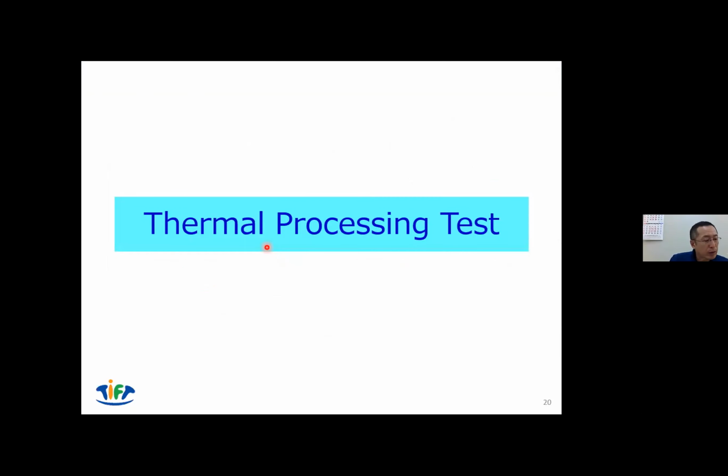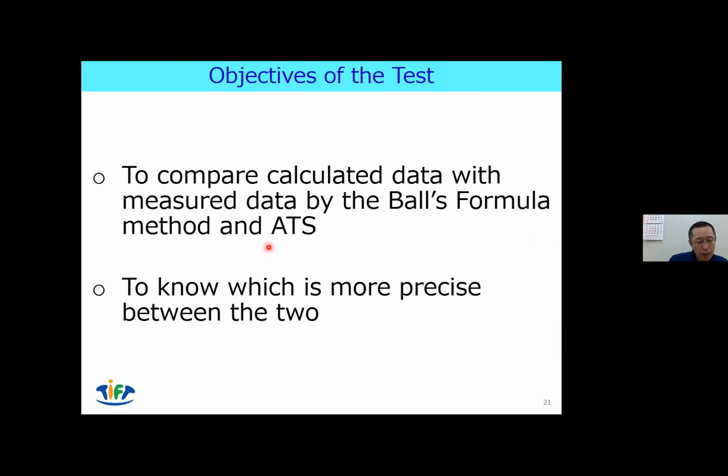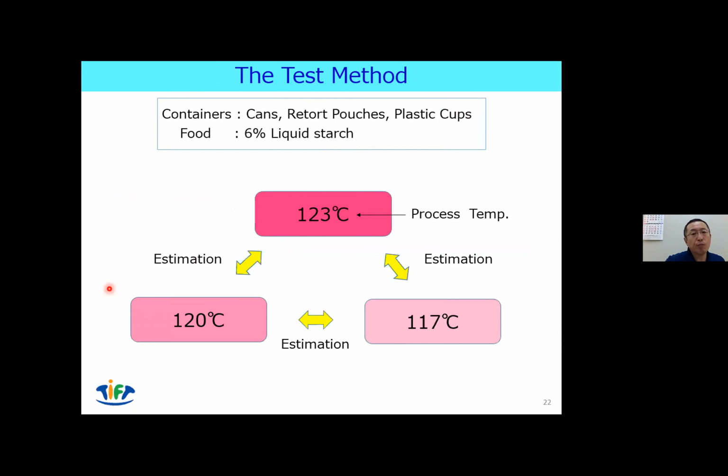In the following slides, I will explain how I did the thermal processing test. The objective of this test is to compare both formula methods and ATS, and to know which is more precise between the two. This slide explains the experimental method. I ran 3 cases of thermal processing tests using 3 types of packaged food. They were canned, pouched, and plastic cupped 6% liquid starch.